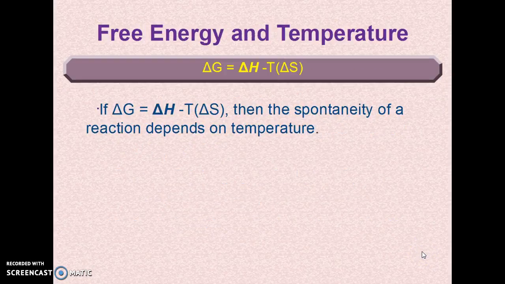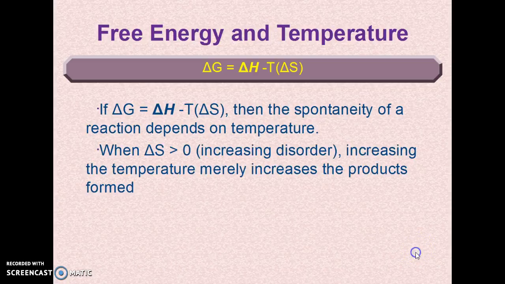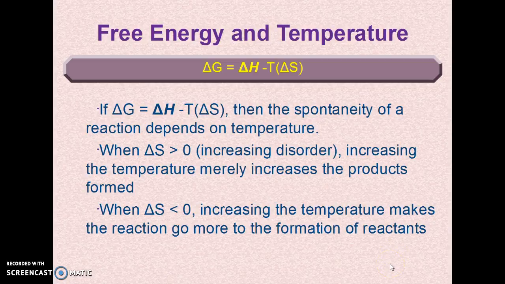Now, if delta G is equal to delta H minus T delta S, then the favored or non-favored status of a reaction depends on the absolute temperature. When delta S is greater than 0, we have increasing disorder, and increasing the temperature merely increases the products that are formed. When delta S is less than 0, increasing the temperature will make the reaction move more to the formation of reactants. It'll cause the reaction to move more from right to left.